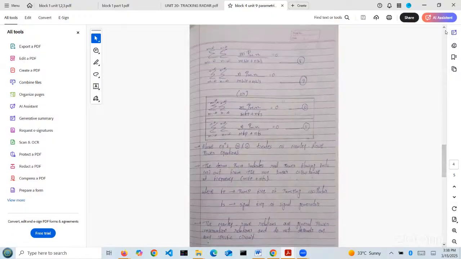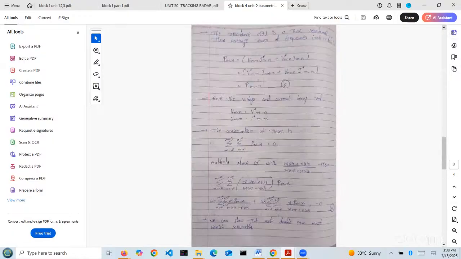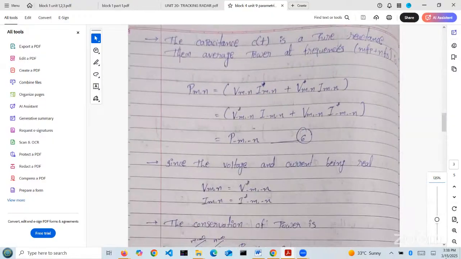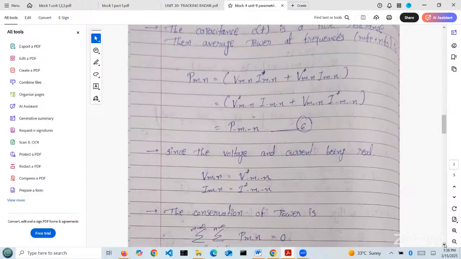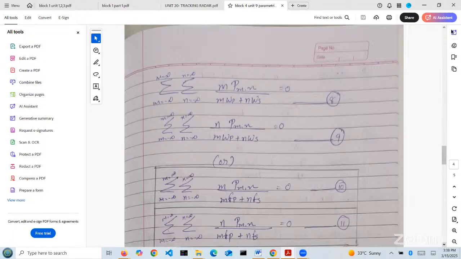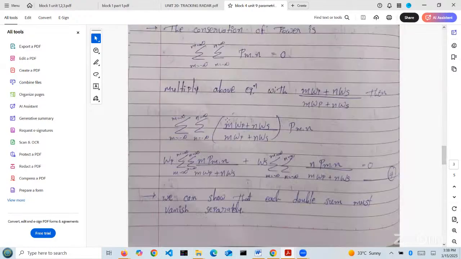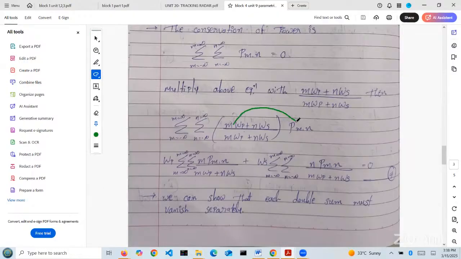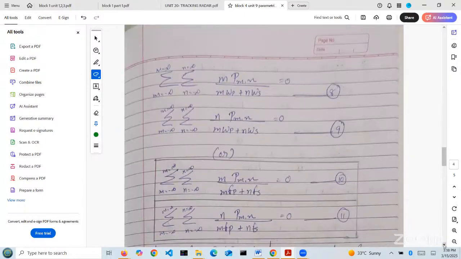We are discussing this one. After multiplying the numerator and denominator, we get two terms. The first one is m omega p times P of Mn. That is the first term. The next term is n omega s times P of Mn. So this is the first term, and this is the second term. Now I am equating these two terms individually to 0.